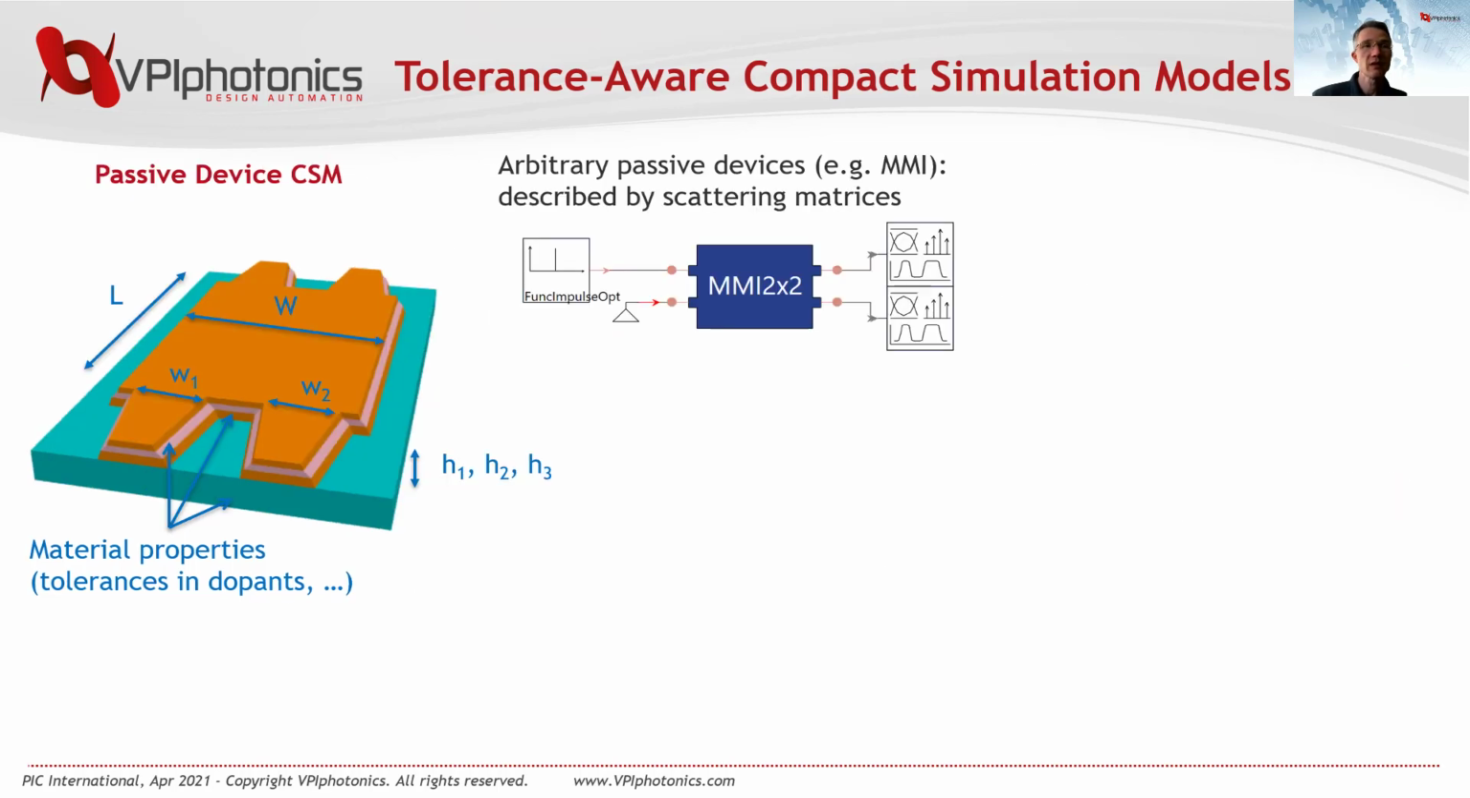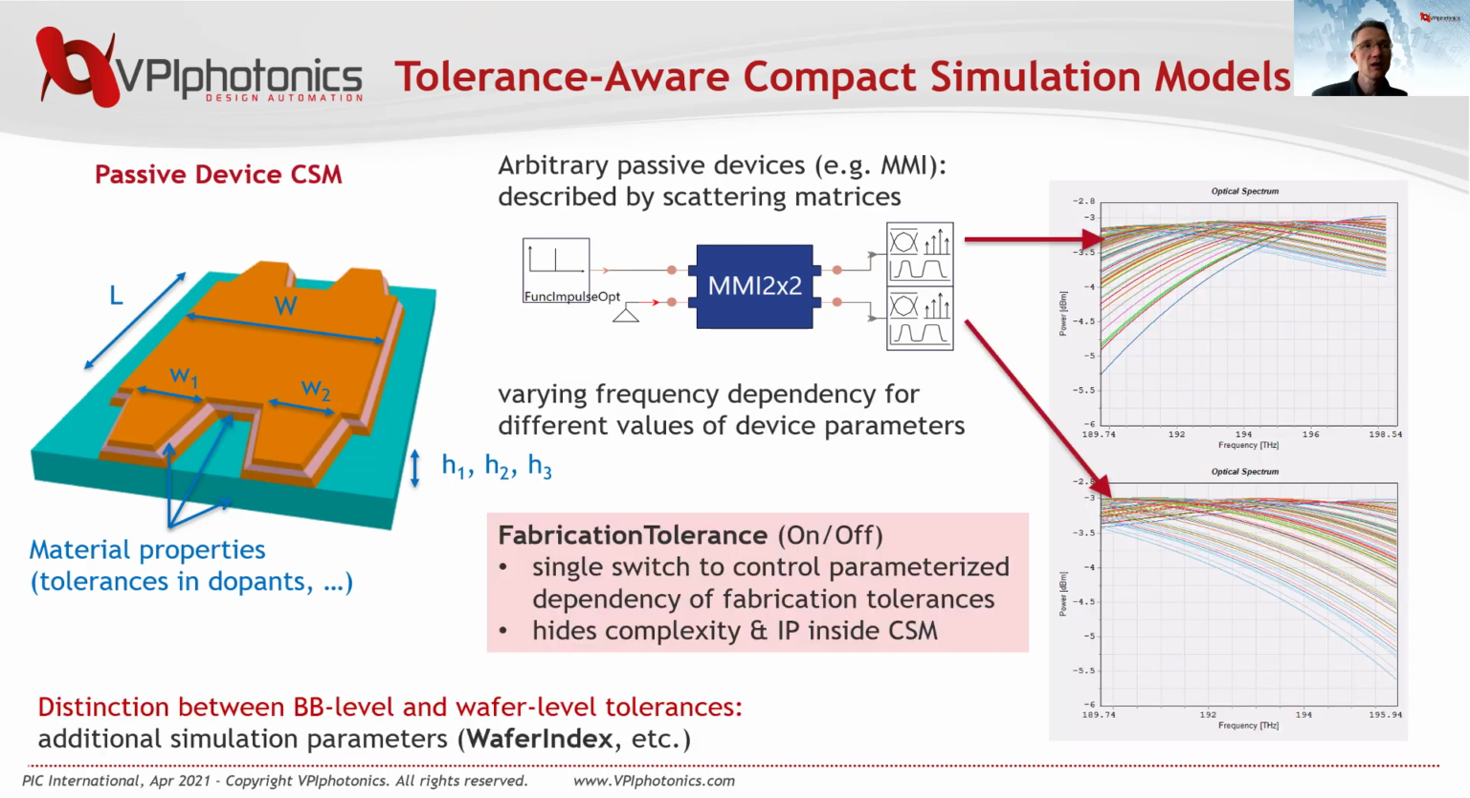A similar approach can be taken when simulating the characteristics of an MMI device. Its S-matrix depends on many hidden parameters. It shows a varying frequency dependency due to tolerance variations. Again, the fabrication tolerance parameter is used to switch on/off the influence of variations of any hidden device parameter. And if you want to distinguish building block level and wafer level tolerances, you can add more simulation parameters and account for their potential correlations.